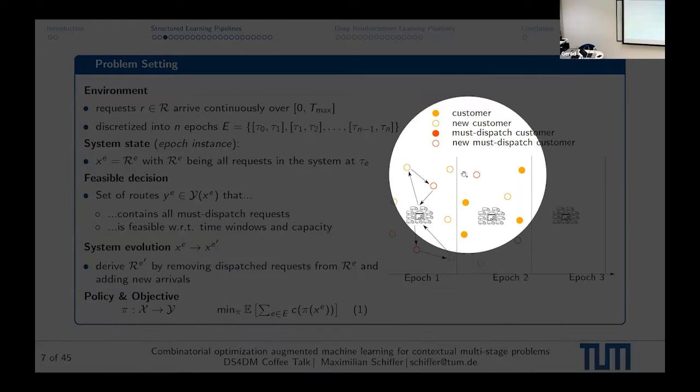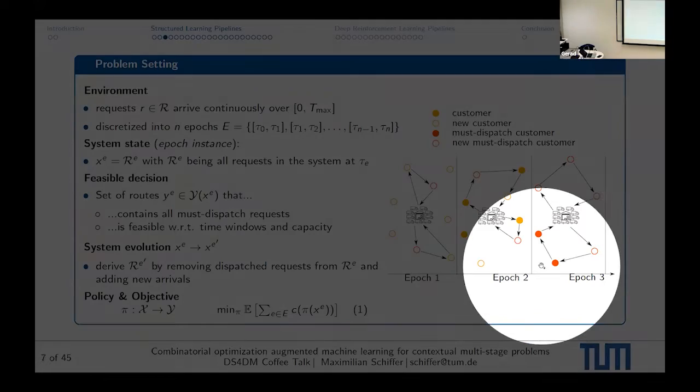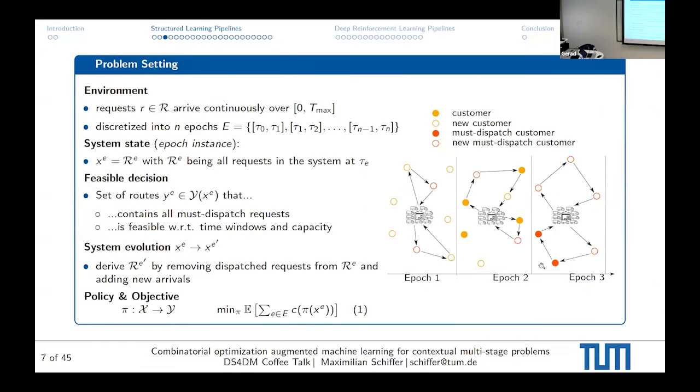Some new requests arrive. Some of them are must-dispatch, some of them are not. You again decide on routes, some stay in the system, and so on and so on. You assume that epoch 3 is your last epoch. In the last epoch, everything is must-dispatch because you are constrained to serve everybody. So you serve the remaining ones, and then you hope that you did it in a smart way to minimize the cost that you're facing.